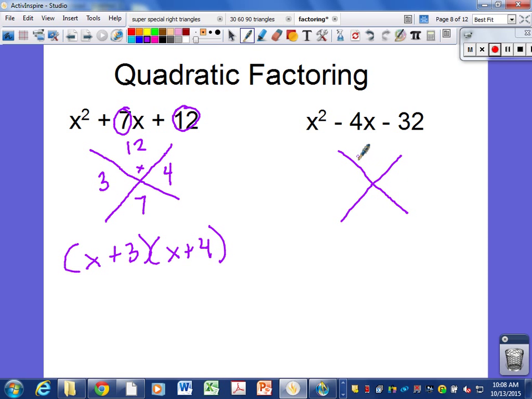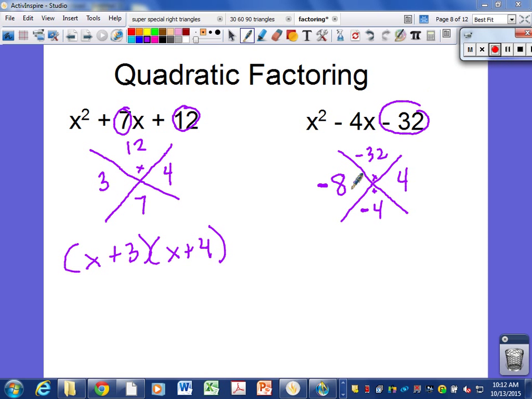What numbers multiply to give you negative 32? Always the last number on top. And add to give negative 4. So those are 8 and 4. So 8 times 4 is 32, but one of them has to be negative. So if the factor on the bottom is negative, then your larger thing is negative.